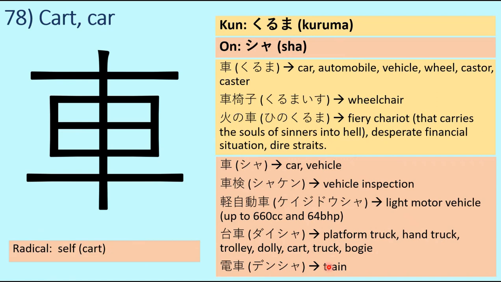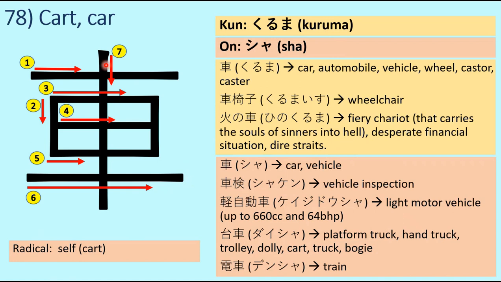Now this is a cart radical, so it's a radical in itself. And this is the stroke order. First stroke like this. This is the second stroke. This is the third stroke like this. Fourth stroke, fifth stroke, sixth stroke, and finally the vertical stroke, the seventh stroke here. So in this way, this character will be written.